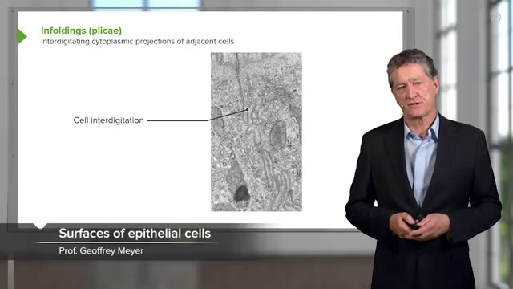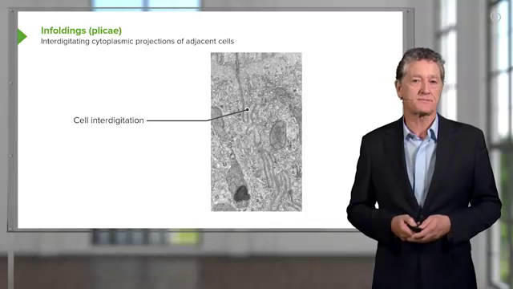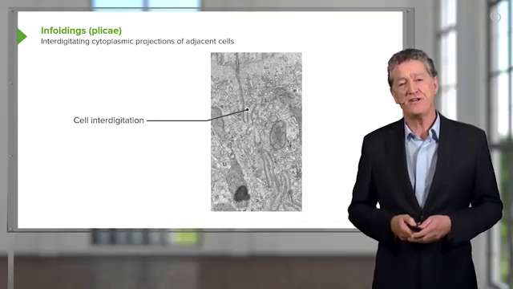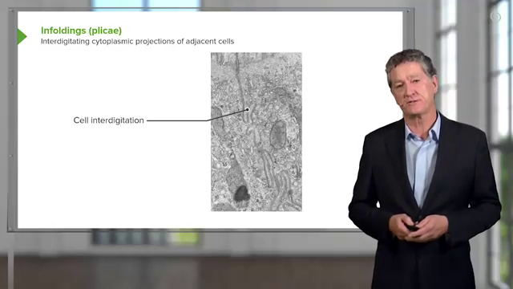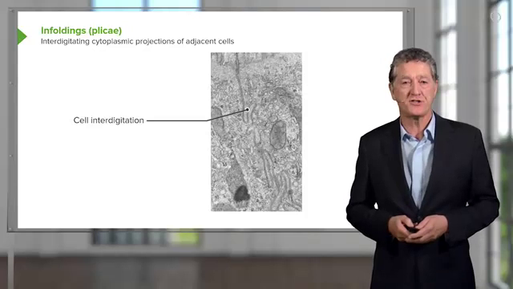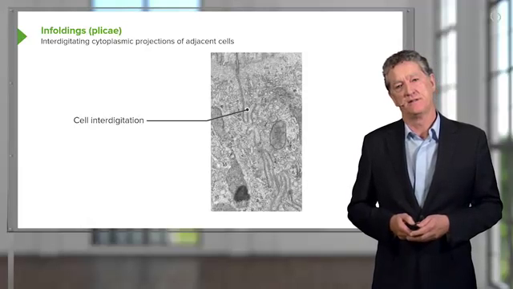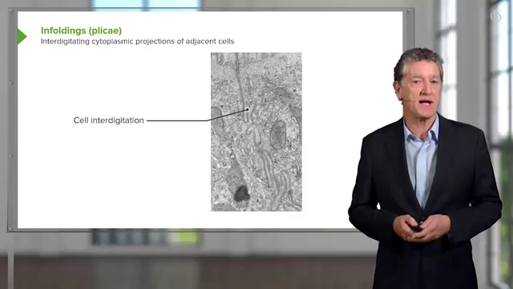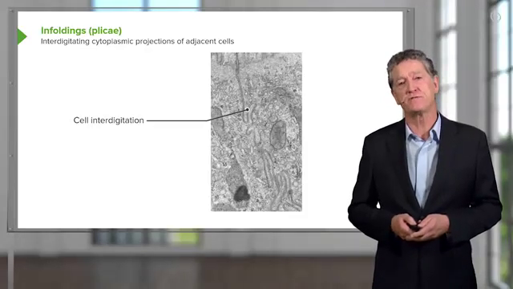The lateral surfaces of epithelial cells also are very specialised. In this electron micrograph, there are interdigitations between projections of adjacent cells. These interdigitations are very important because they allow the distance or the space between cells to actually expand. And this is important sometimes in the transport of fluid.